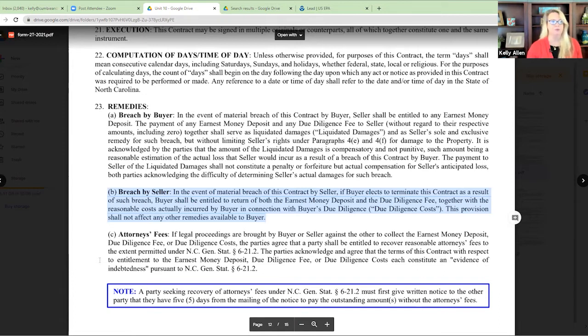It goes on to say this provision shall not affect any other remedies available to the buyer. Like what? Okay, scratch your head and think about this. You know what the other biggie is. If the seller refuses to sell the property, the buyer can sue for what? Shout it out. Specific performance. So the buyer has the right to go back to court and sue the seller for specific performance.